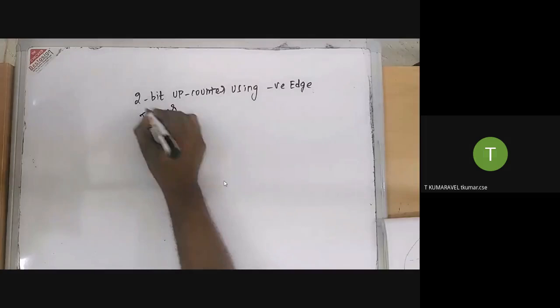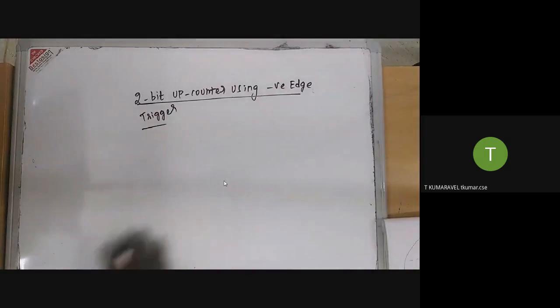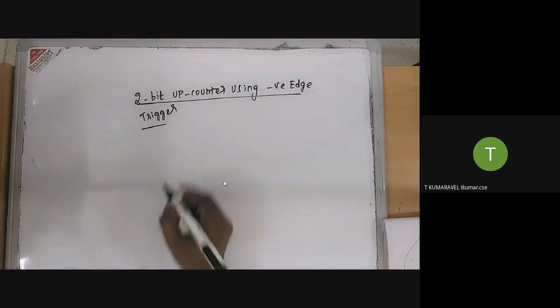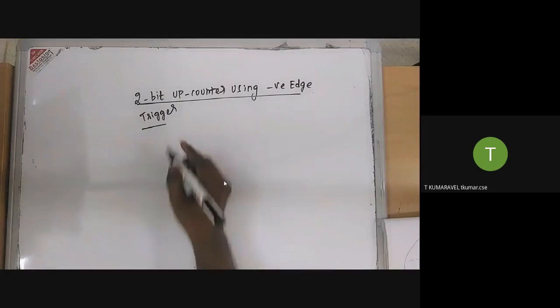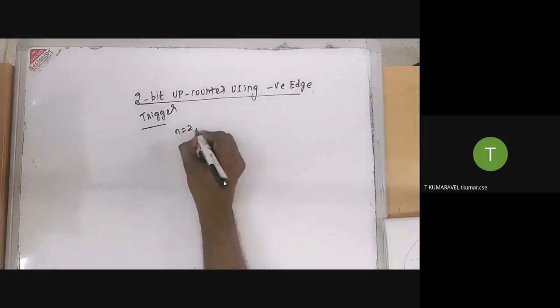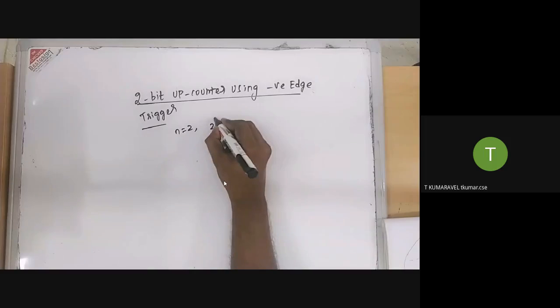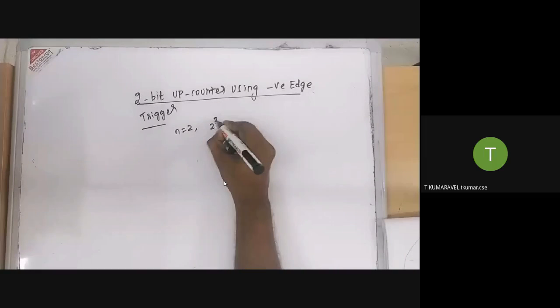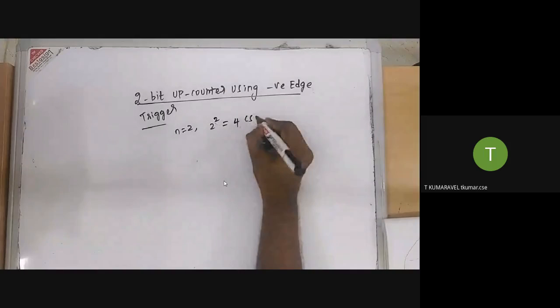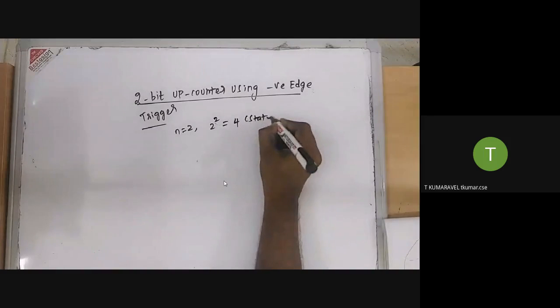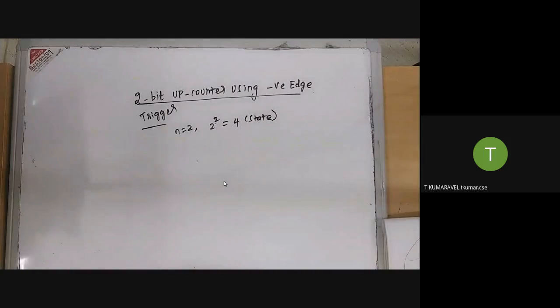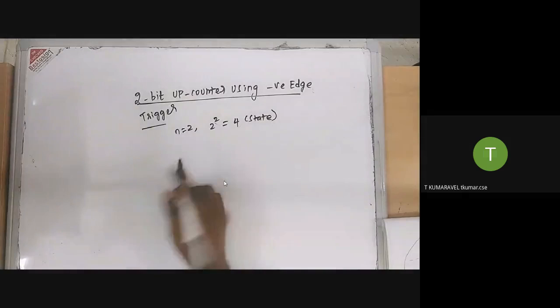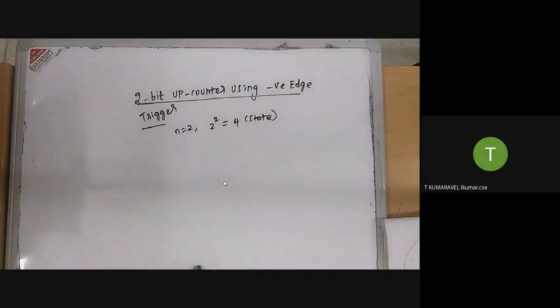So what is the meaning? Here n equals 2. How many possible states are available here? 4 possible states are available. n in the sense of 2 flip-flops are available, so make use of that. We are going to generate 4 different states, 4 different outputs.